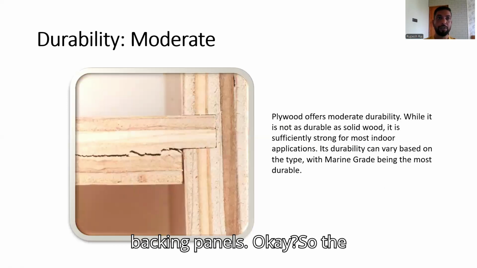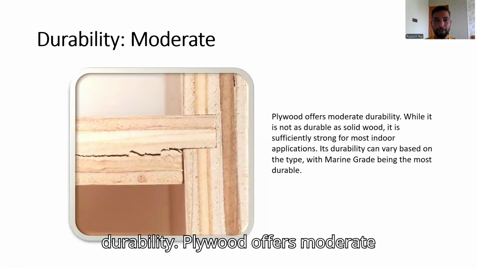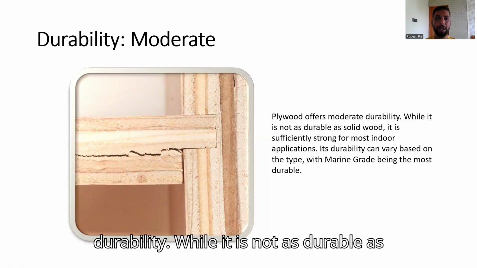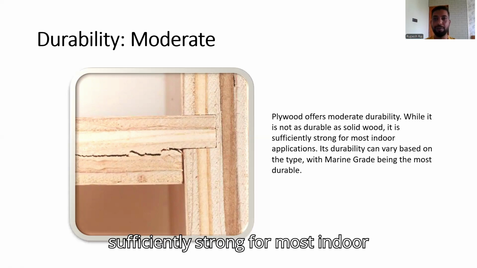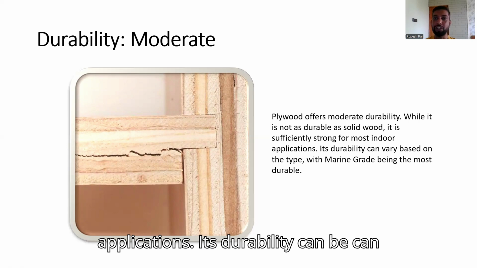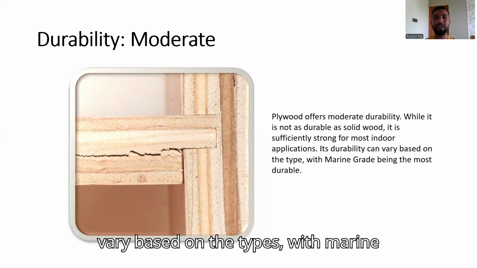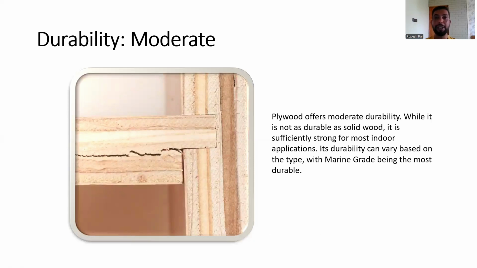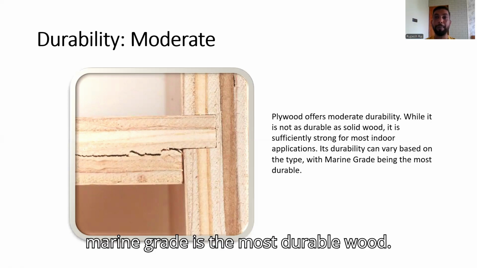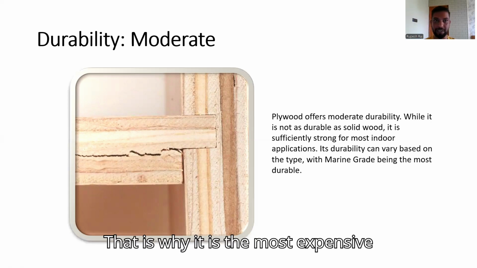Okay. So let's talk about the durability. Plywood offers moderate durability. While it is not as durable as solid wood, it is sufficiently strong for most indoor applications. Its durability can vary based on the types, with marine grade being the most durable. Okay, so we talked about the three kinds of plywood. The highest grade was marine wood. So marine grade is the most durable wood. That is why it is the most expensive wood.